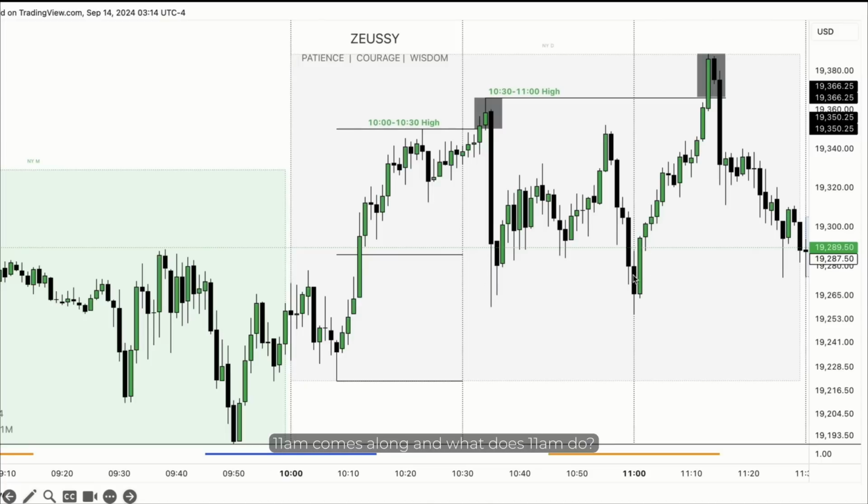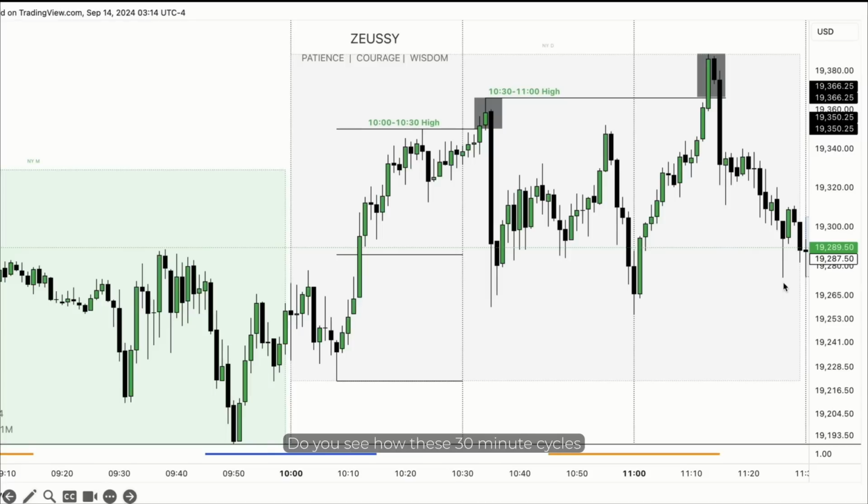11 AM comes along, and what does 11 AM do? 11 AM takes out the low that formed prior between 10:30 to 11, and we then begin to see the market run up higher, taking out that previous 30-minute cycle high. When this previous 30-minute cycle high gets taken out, the following occurs. The market forms a new high and then again rejects it towards the downside.